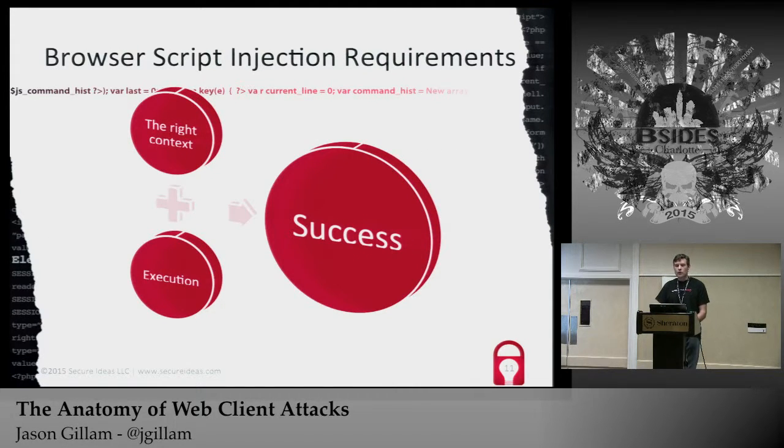So for browser script injection or cross-site scripting to work, we really need two components. First of all, we need the right context. You have to be able to inject the script into some location on the page where it's actually interpreted as a script, as something executable. And the second component, of course, is we need actual execution.